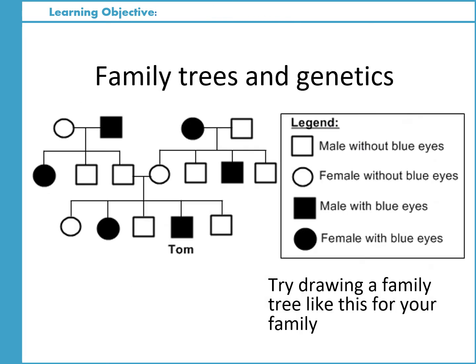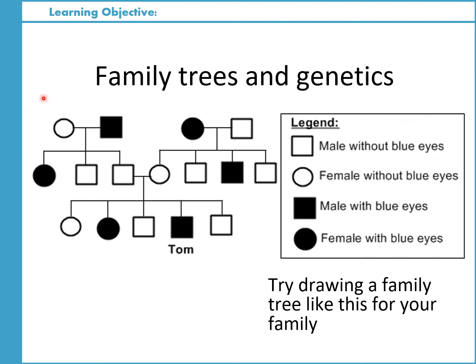Now we'll have a look at a family tree. Normally you would see a family tree with just the names of all the individuals on it. This one just has one name at the end here. This is how it might be presented to you in an exam. But for our purposes, we're also adding some biology, because in the legend here we've got some information about the sex of the individuals and also about their eye colour. A male is a square, a female is a circle, and if either of those have blue eyes, that square or that circle has been filled in.